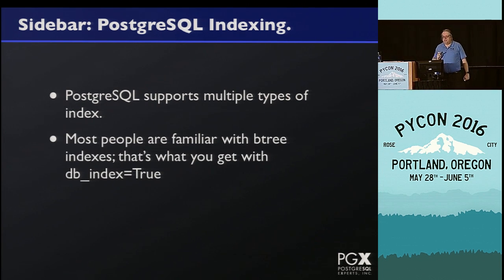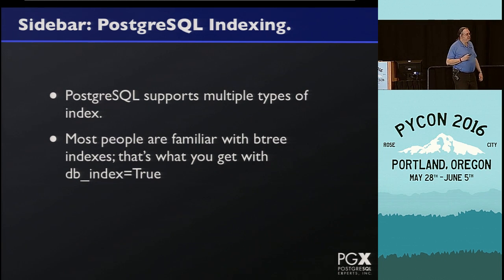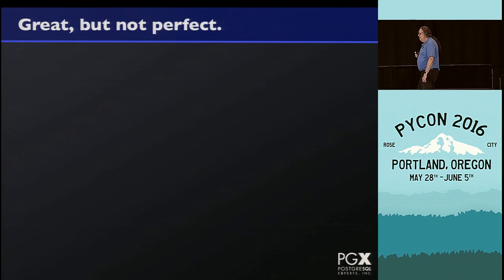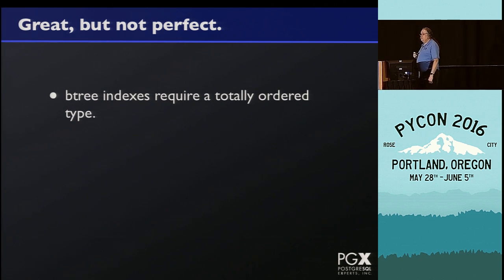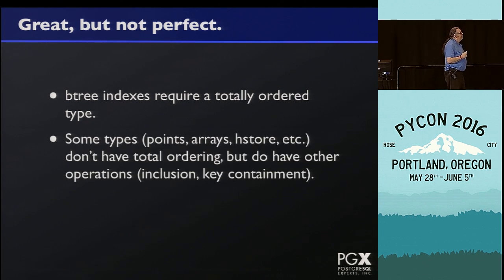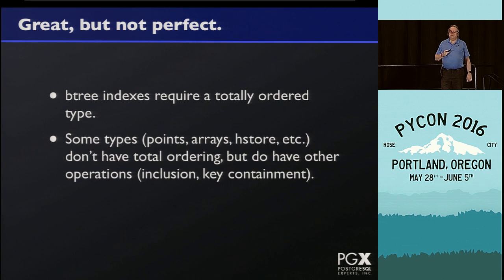Most people are familiar with B-tree indexes, because that's what you get when you specify db_index equals True. That's the default type, unless you specify something else. B-tree indexes are great. They're compact and they're fast and they provide total ordering, but they only really mean anything on totally ordered types, meaning the standard comparison operators greater than, equal, or less than are meaningful for them.